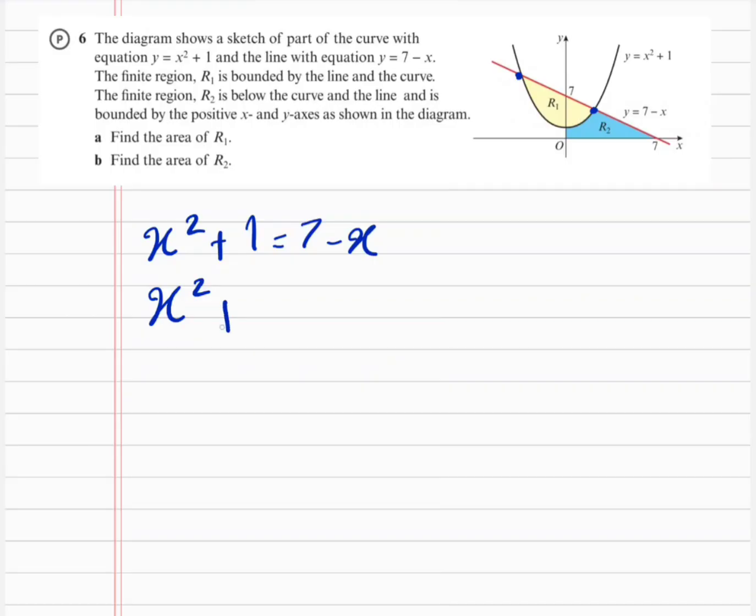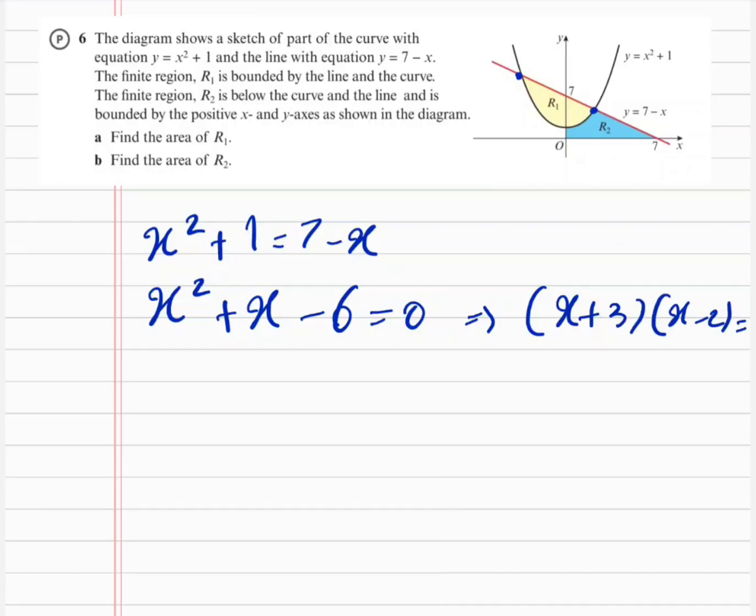So we have x squared plus x minus 6 is equal to 0. Now we have x plus 3 times x minus 2 is equal to 0. So therefore, either x is equal to minus 3 or positive 2. So that means this point here has x coordinate 2. And this one has x coordinate minus 3.